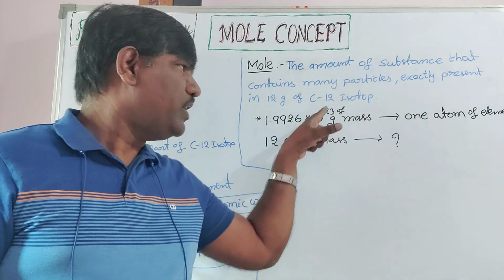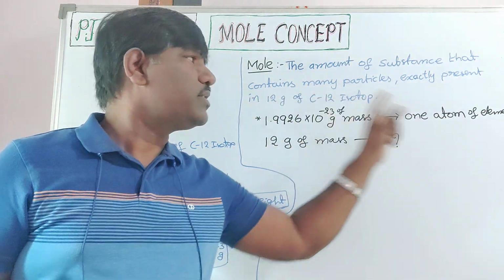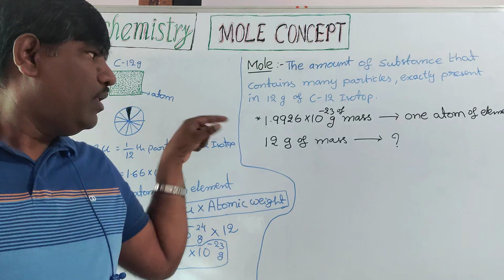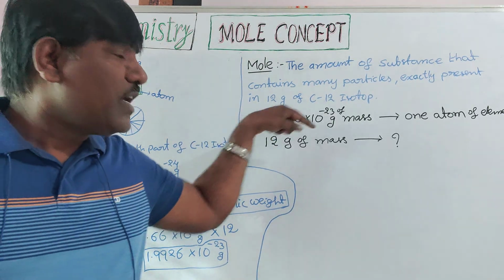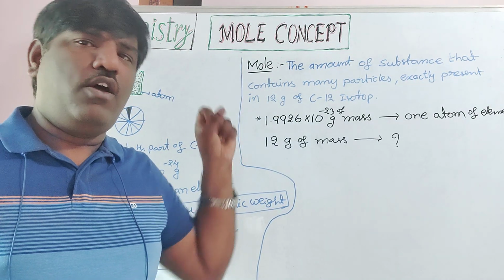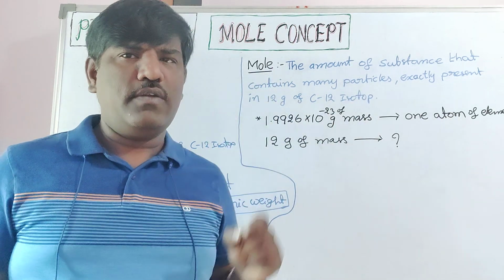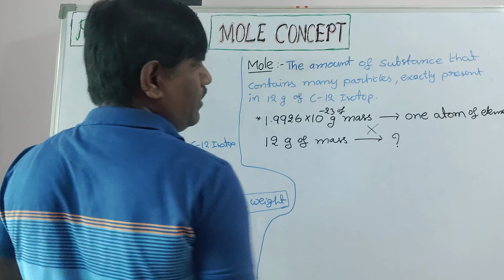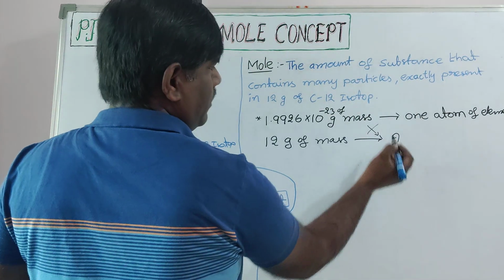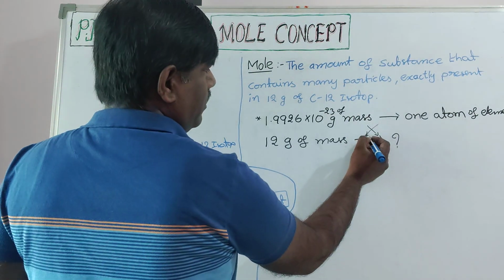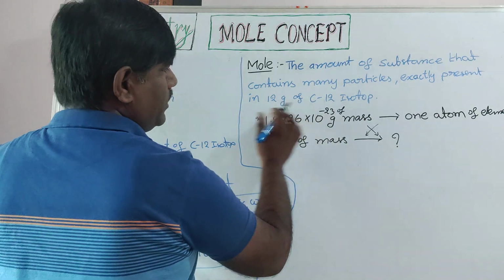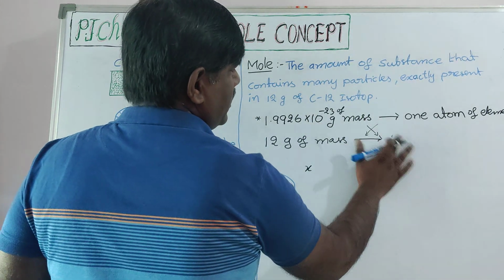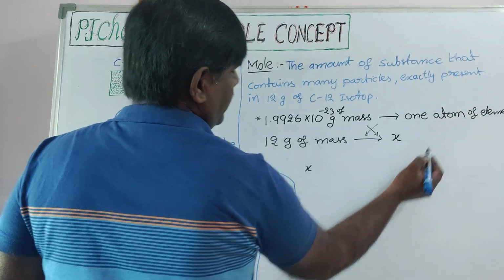1.9926 into 10 to the power of minus 23 grams of mass is nothing but the mass of one atom of an element. Yes, everyone knows. In 12 grams of mass, how many atoms are present? That we need to calculate. Cross multiply, this into this. Here the question mark is considered as x.